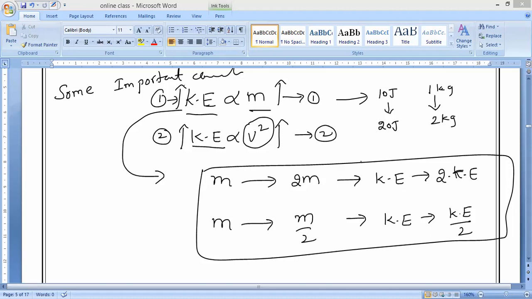And if the mass of the body is halved, what do you mean by halved? Maitreyan, what do you mean by halved? Sai? One by two. Half.